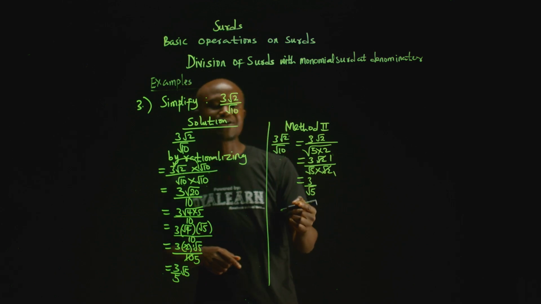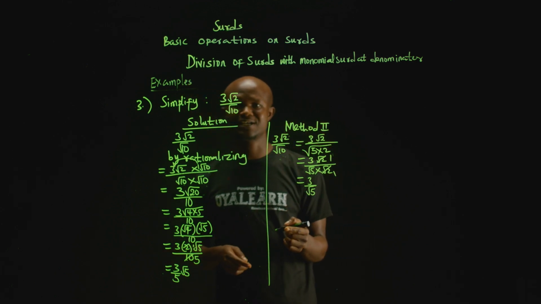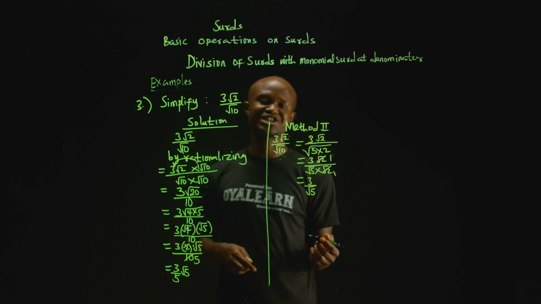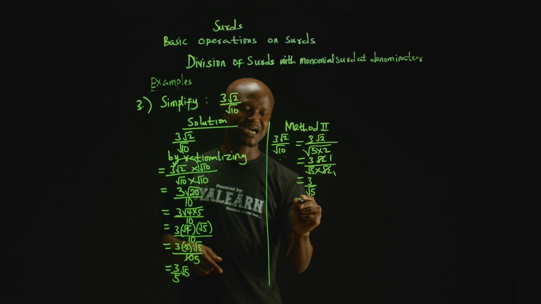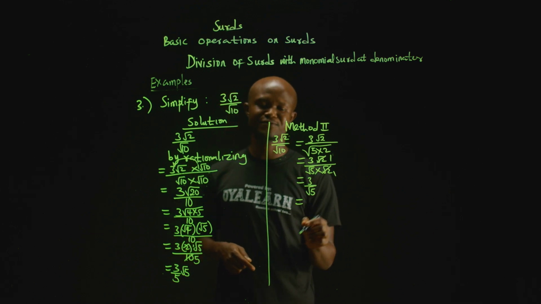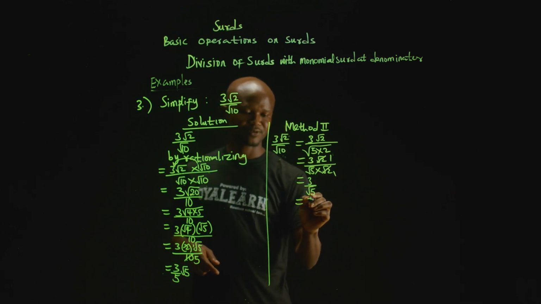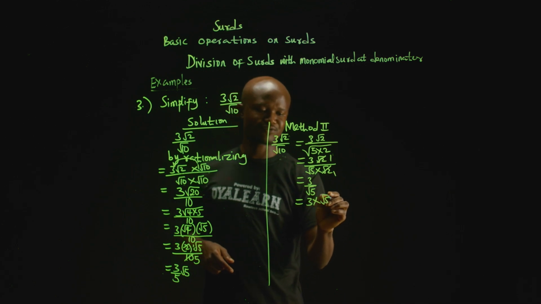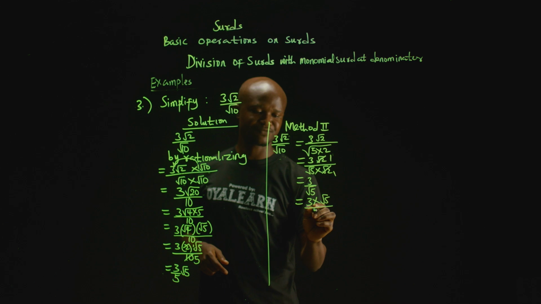Then root 5, which is the denominator, is still irrational. So I need to make it rational. How will I do that? I will multiply root 5 with both numerator and denominator. So I will have 3 times root 5, then root 5 times root 5.